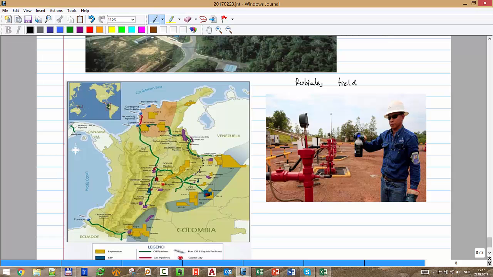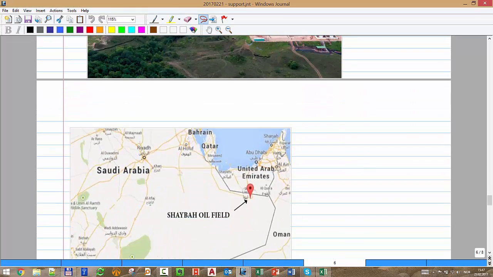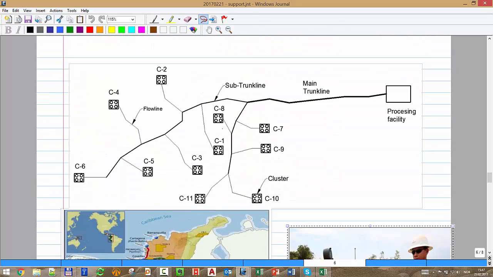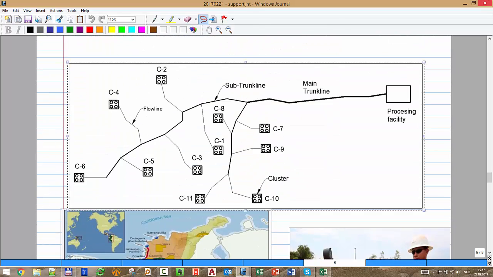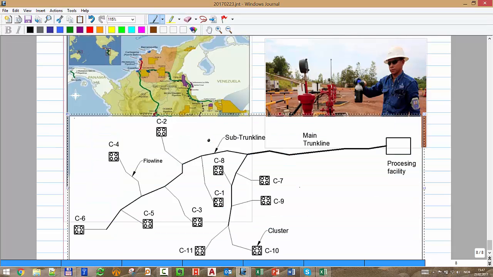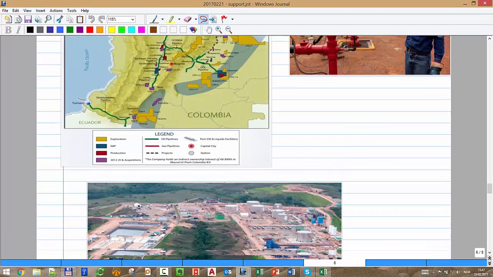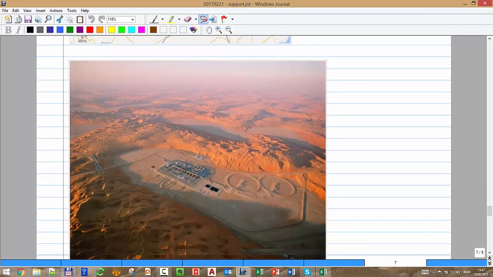The same thing, you have a big network. I think that actually is the picture of one of the networks, and they have a different name. They call it trunk line. And you can even have it in any environment, also in the desert.